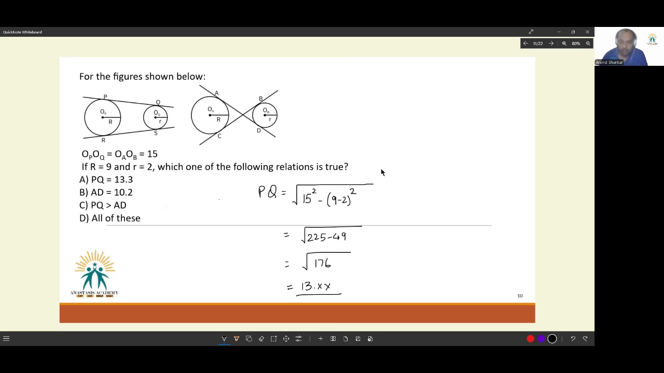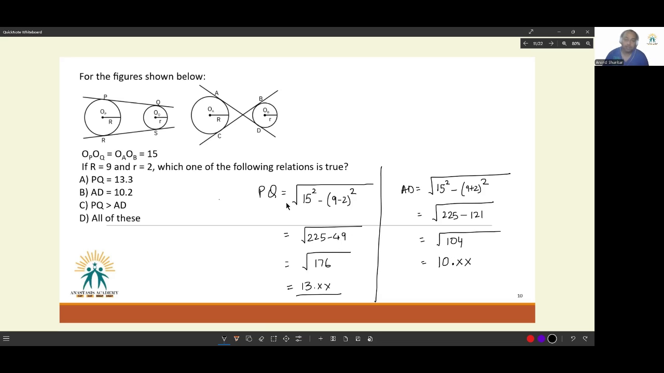Okay. Now, the cross tangent or transverse tangent AD is equal to under root 15 square minus sum of radii whole square. So 9 plus 2 whole square, or 15 square minus 121. 225 minus 121 should be under root of 104, which will be equal to 10 point something something.